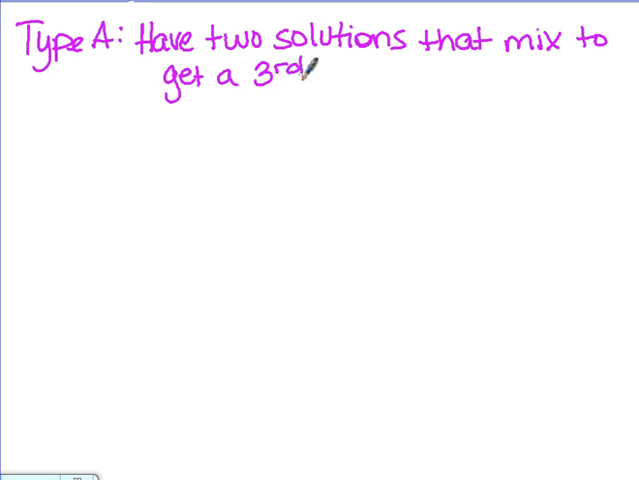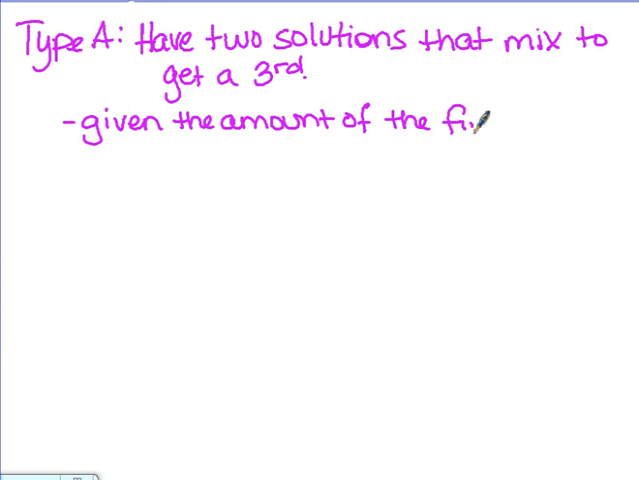Now, in these types of problems, we're always given the amount of the final mixture when it's two mixtures mixing to get that third solution.